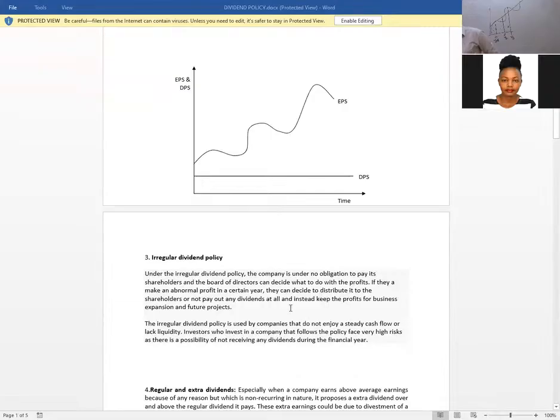If they make an abnormal profit in a certain year, they can decide to distribute it to the shareholders or not pay out any dividends at all, and instead keep the profits for business expansion and future projects. Ladies and gentlemen, the irregular dividend policy is used by companies that do not enjoy a steady cash flow or lack liquidity. Investors who invest in a company that follows the policy may face the possibility of not receiving any dividends during the financial year.